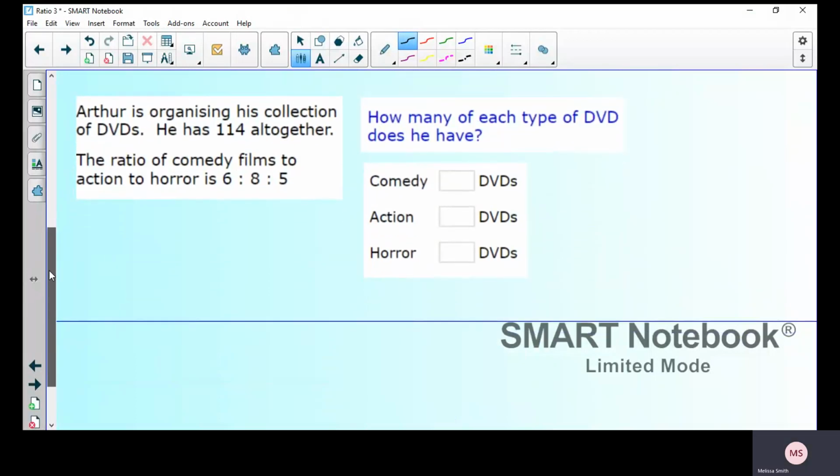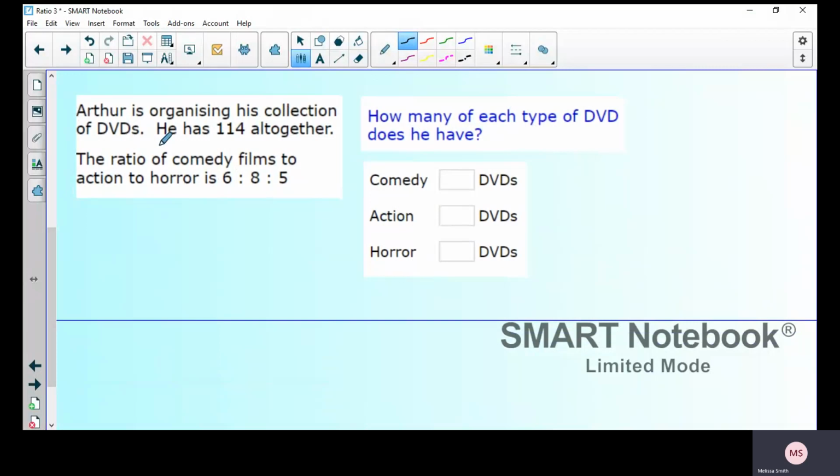Right then, Arthur is organising his collection of DVDs. He has 114 altogether. The ratio of comedy, which is the 6, to the action, which is the 8, and horror, which is the 5. So it's 6 to 8 to 5. And now we repeat the process.